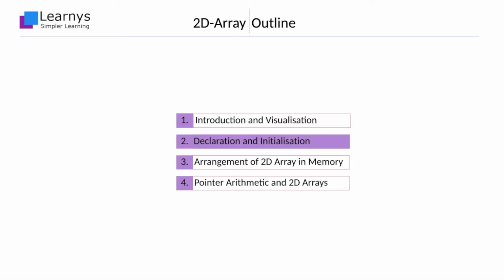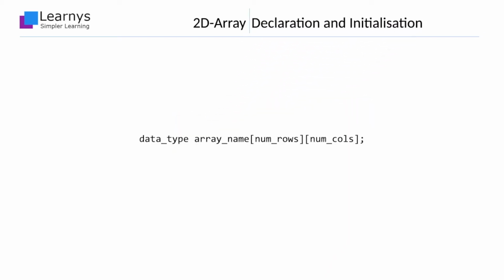Like any other variable, before we can make use of a two-dimensional array, we need to declare and define it. The next section deals with various styles of declaring and defining a two-dimensional array. Two-dimensional array declaration requires the following four elements to be declared: the name of the array, the data type of the values to be stored in the array, and the number of rows and columns of the array.